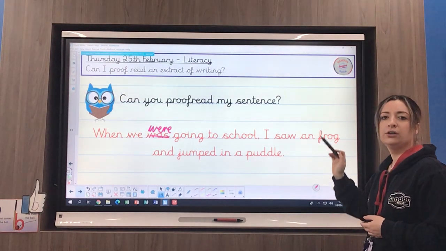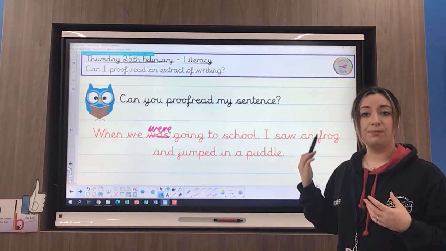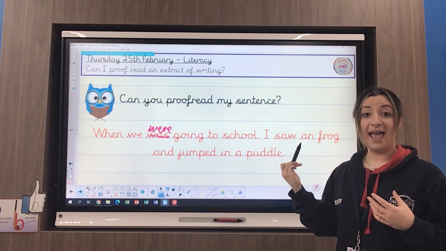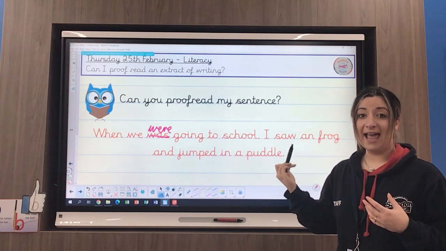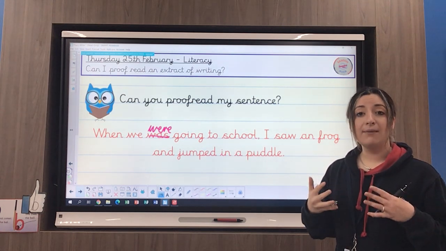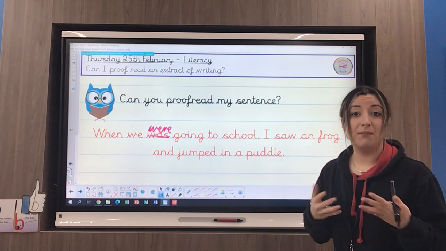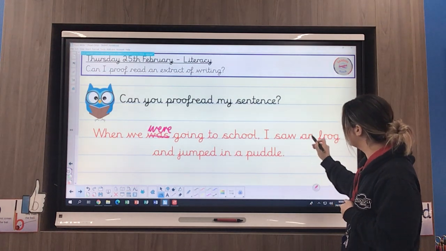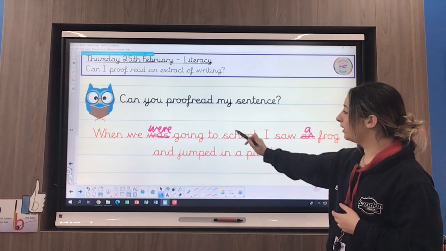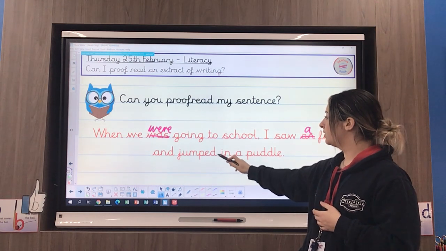An frog. That doesn't sound right to me. Can you spot what I've done? It's something that we've looked at previously in the lesson. I saw a frog. A frog. We don't need an frog. So it's reading it. Does it make sense? Sometimes you have to read it out loud to notice that it doesn't make sense. So I'm going to cross out an and I'm just going to put a. When we were going to school, I saw a frog and jumped.